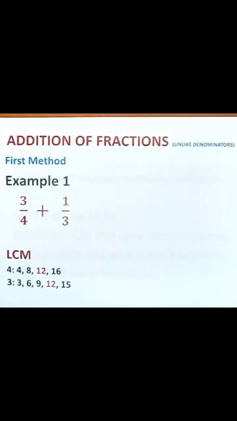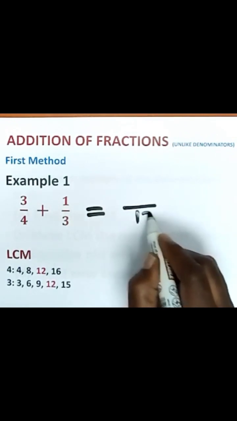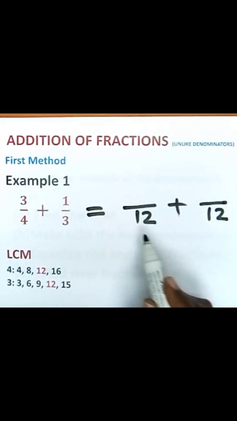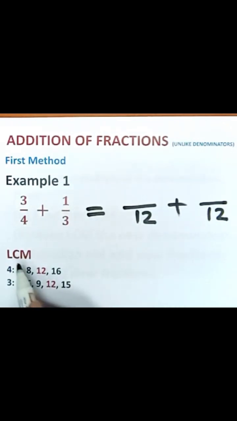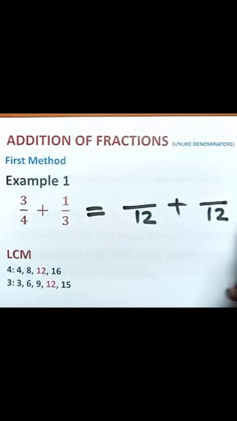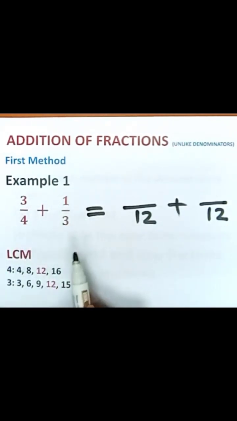Now the second step says we should make that LCM the new denominators of the two fractions that we had. So watch as we do that. So here we have made this LCM the new denominator of both this fraction and this fraction.